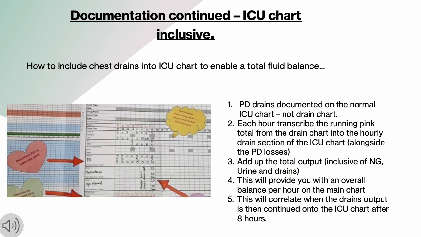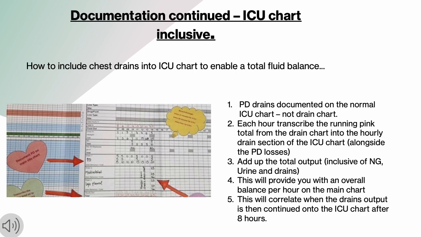So as previously mentioned, after 8 hours, the chest drains may then be documented on the regular ICU chart. This is just a brief overview of how to include chest drains into the ICU chart to enable a total fluid balance. Firstly, PD drains are documented on the normal ICU chart from the beginning of admission. Each hour, you need to transcribe the running pink total from the drain chart into the hourly drain section of the ICU chart alongside the PD losses.